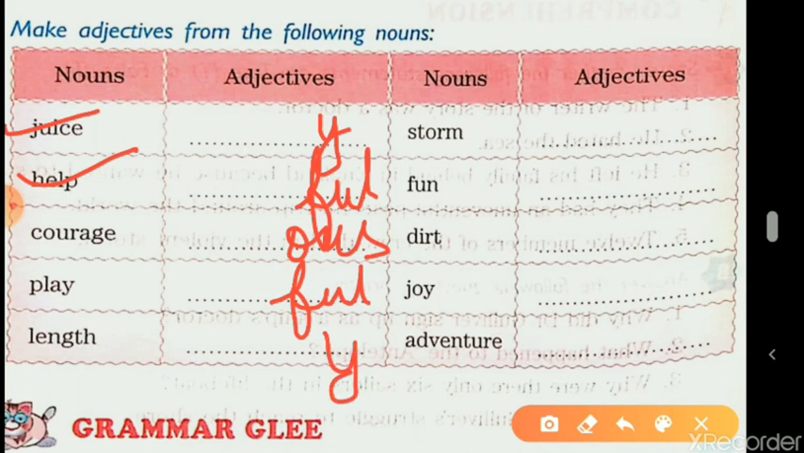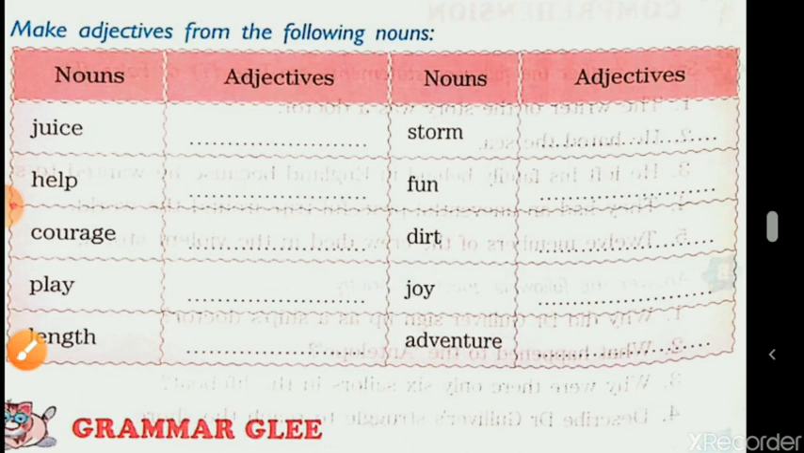So now you understand why those words were given over there. By adding the words in the end, you can make nouns into adjectives. You can make adjectives from nouns by adding in the end Y, O-U-S, I-O-U-S or F-U-L. And in storm, we had added Y, so it becomes stormy, fun, funny, dirt, dirty, joy, joyful, adventure, adventurous. Once again, let's do it.